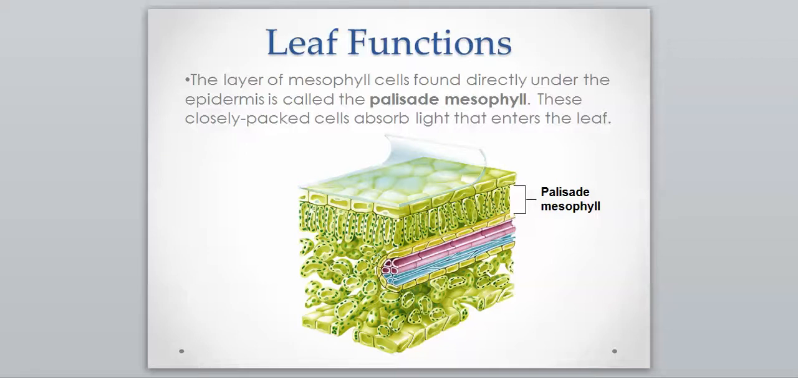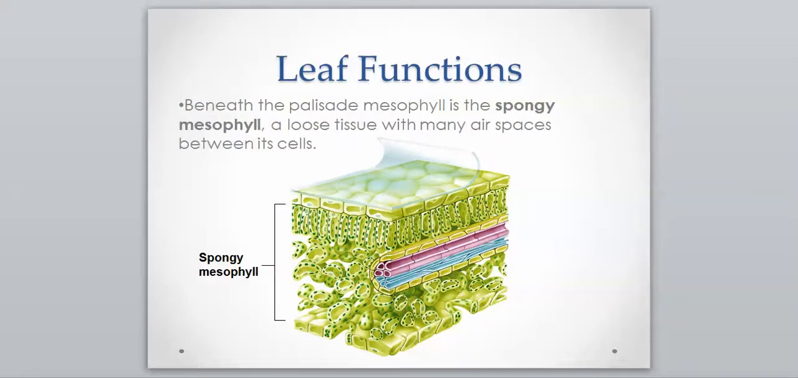So then our next function of the leaf: beneath the palisade mesophyll is the spongy mesophyll. Like I said, it looked a little bit spongy. It's this area right here. This bracket actually is a little bit off. It should be pointing to this area right through here. And this is a loose tissue with many air spaces between its cells. So this is looser and has air spaces, and we're going to talk about why it needs those air spaces.